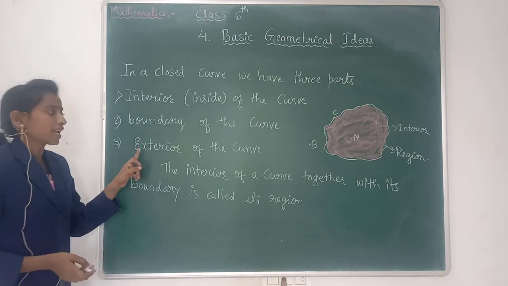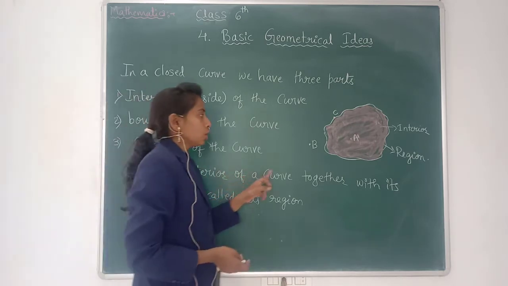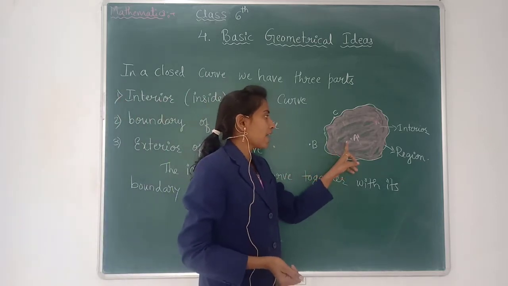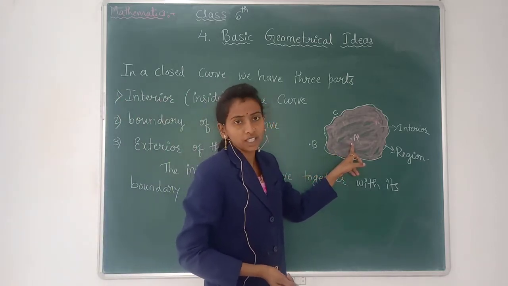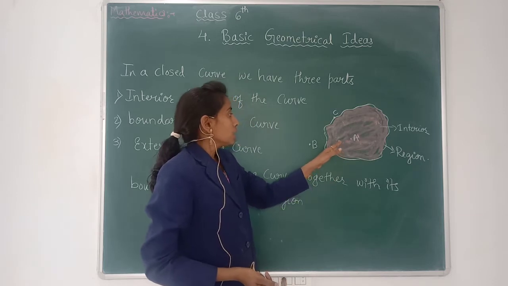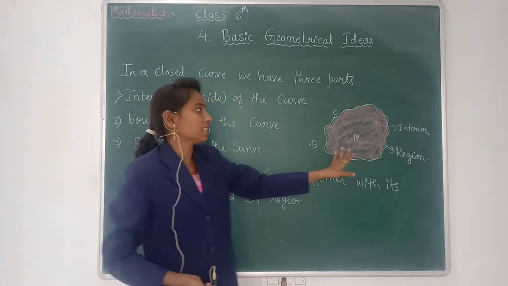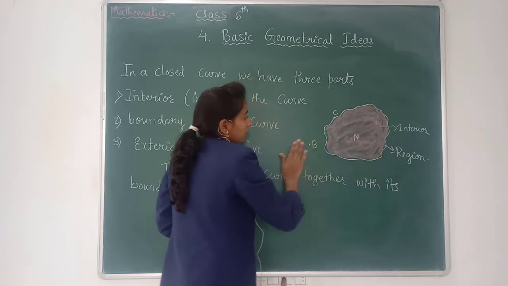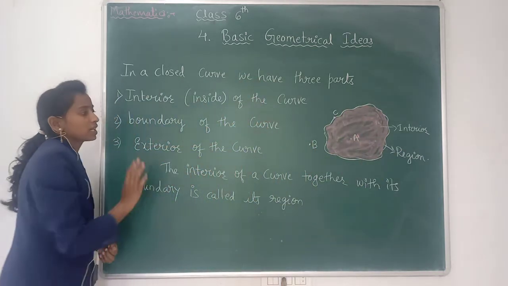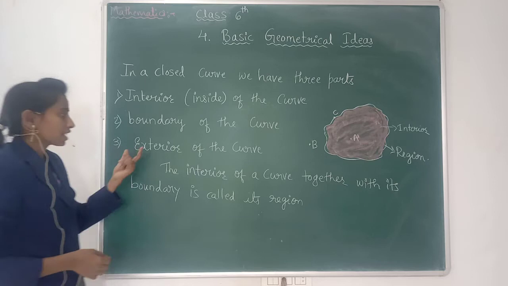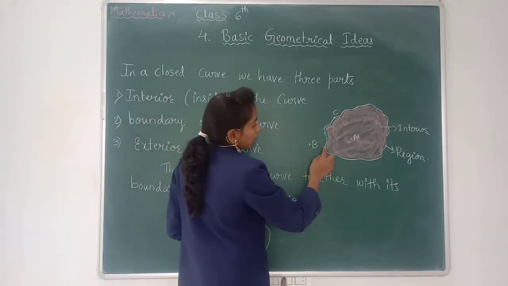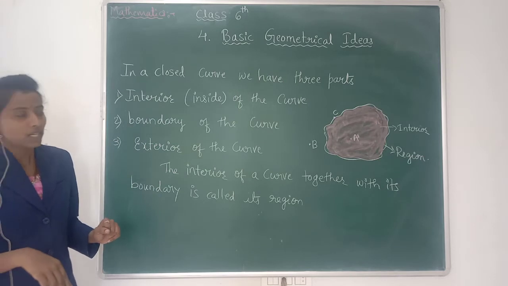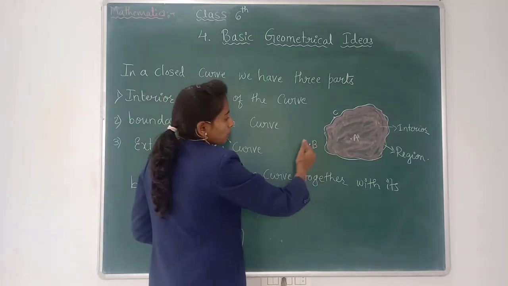And the third one is the exterior of the curve. Here, point B is outside. Here we have the boundary and here the interior part of the curve, so point B is outside of this curve. Whatever portion lies outside is called the exterior part of the curve. That exterior part does not have a boundary and also does not have an interior part. It is outside the boundary.